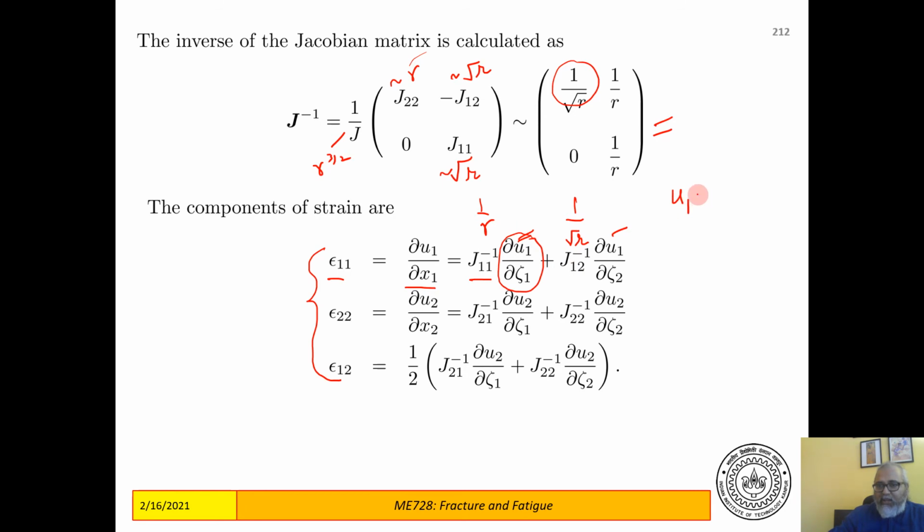Remember, u1 is this. Ni are functions of zeta 1 and zeta 2. So when you take derivatives of this, you would get this times, when you take the first derivative, times ui1.